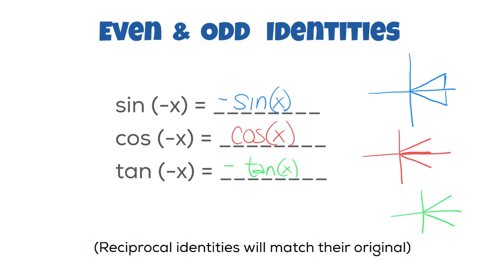All right, the reciprocal identities match the original. In other words, if you're doing cosecant, it'll be the opposite of the regular cosecant. If you're doing secant, it actually ends up being the same as the regular secant. And if you're doing tangent or cotangent, you change the sign on that one. Now, we're going to use these a little bit, not a ton, not near as much as we're going to use the others.